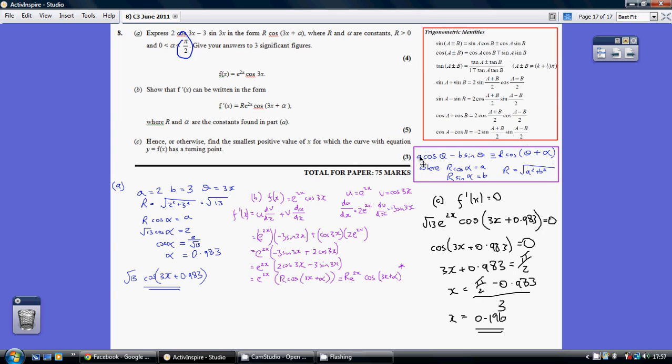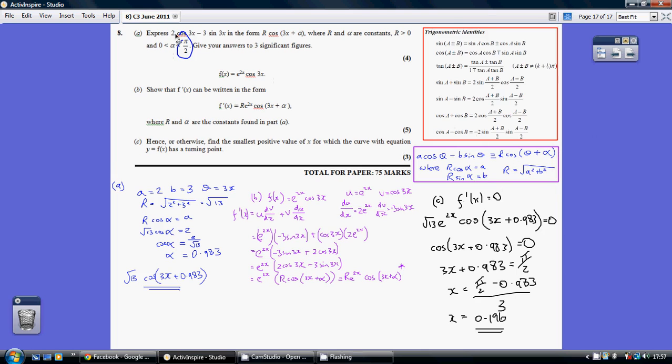Okay, you need to learn that a cos theta minus b sin theta can be written as r cos theta plus alpha, where r cos alpha equals a, r sin alpha equals b, and r equals the square root of a squared plus b squared. I'm afraid you've just got to learn that.